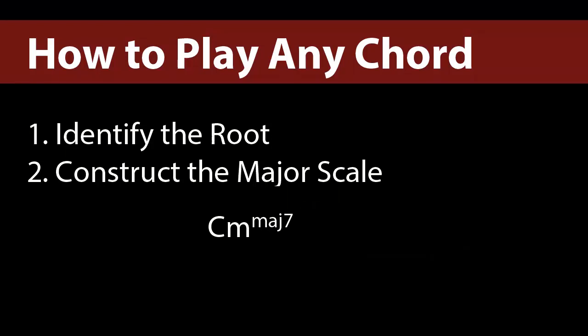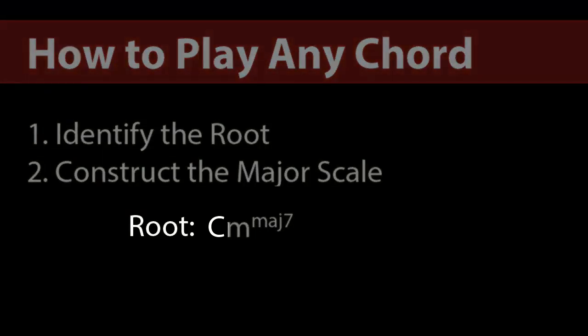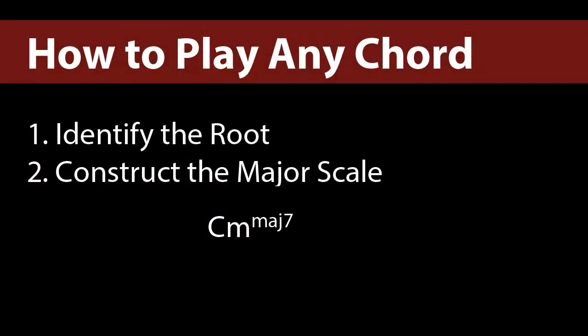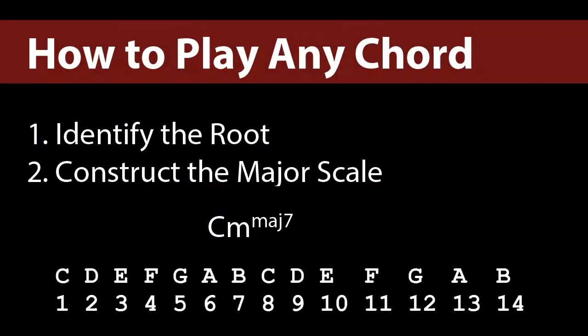Let's identify the root. This is probably the easiest step. This is just the first note in the chord's name. So in the C minor major 7th chord, the root is simply the C note. The second step is to construct the major scale on C. So basically just construct C major.